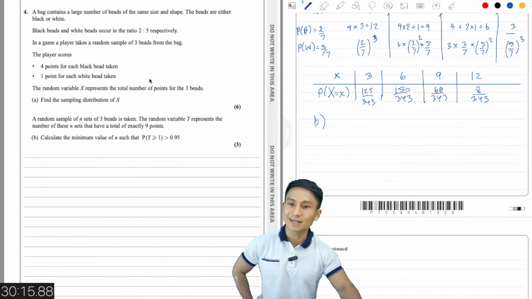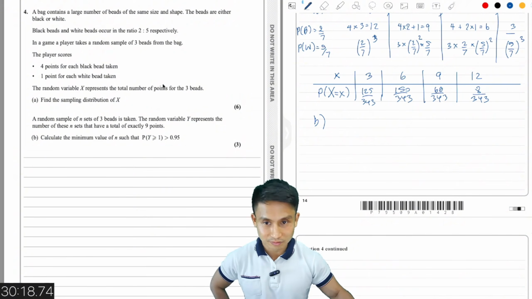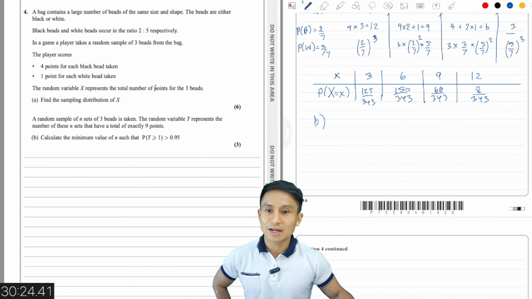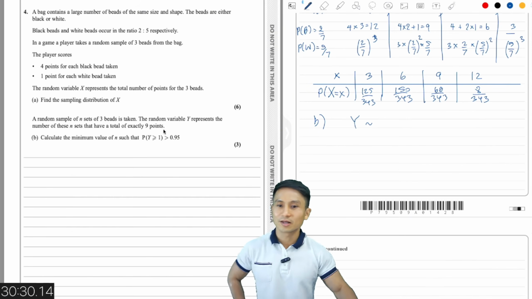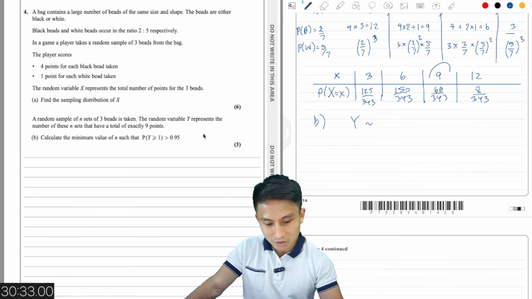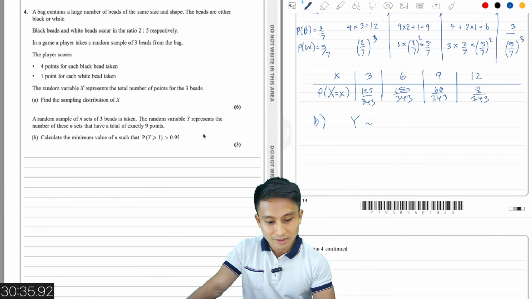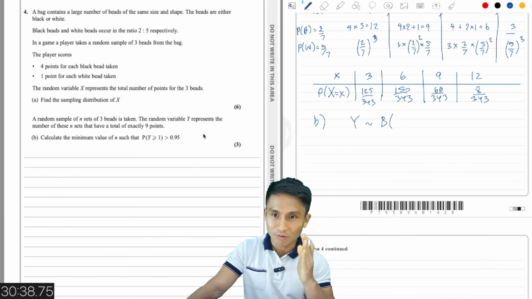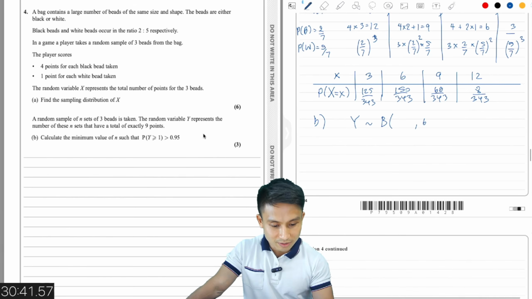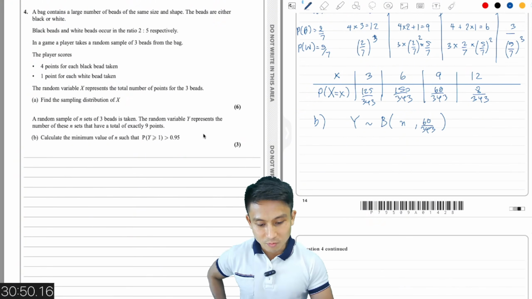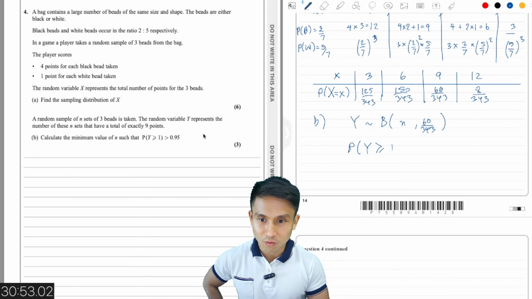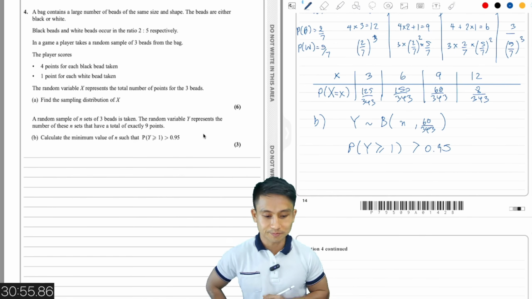Part B, a random sample of n sets of 3 beads is taken. Okay, the random variable Y represents the number of these n sets that have a total of exactly 9 points. So Y is modeled, well, exactly 9 points, right? We are talking about this case here. Yeah, so this is binomial because you have a probability of getting 9 points of 60 over 343, but you take n sets, so that's n trials. Yeah, and then we want the probability of Y greater than or equal to 1 to be greater than 0.95.